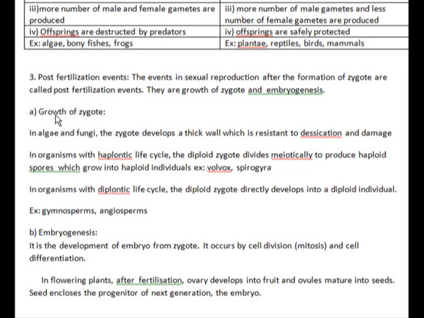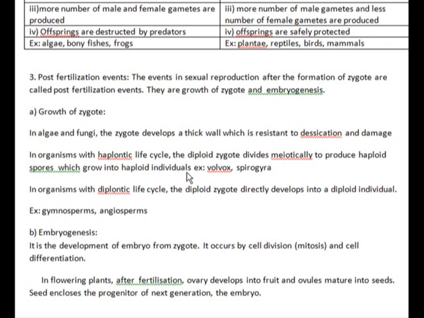So first is growth of zygote. In algae and fungi, the zygote develops a thick wall or a tough wall which is resistant to desiccation and damage. So a tough wall is developed in algae and fungi that protects the zygote. In organisms with haplontic life cycle, the diploid zygote divides meiotically to produce haploid spores which grow into haploid individuals. So in organisms with haplontic life cycle, the zygote divides by meiosis to produce haploid spores, and those spores grow into haploid individuals. It is very common in algae, lower forms of algae.